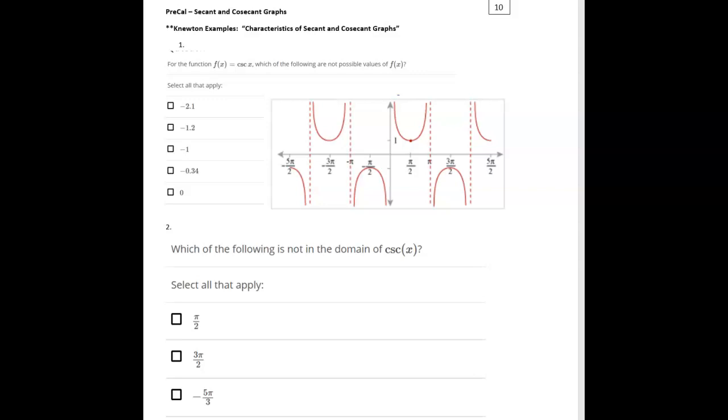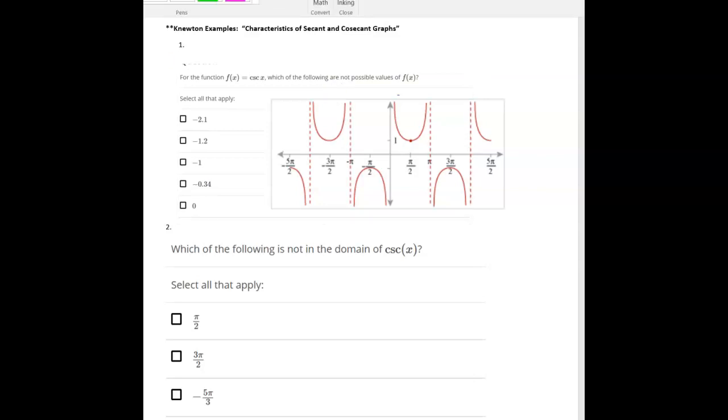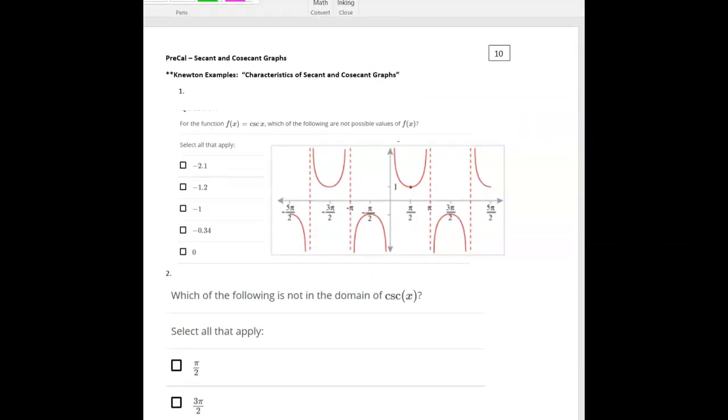So like number 1, for the function f of x equals cosecant, which of the following are not possible values? And we talked about that the only thing that's not possible with secant and cosecant is they don't have anything from -1 to +1, and that everything else is possible. So in secant and cosecant, everything from -1 up to +1, which is normally where the sine and cosine are, that's off limits for secant and cosecant.